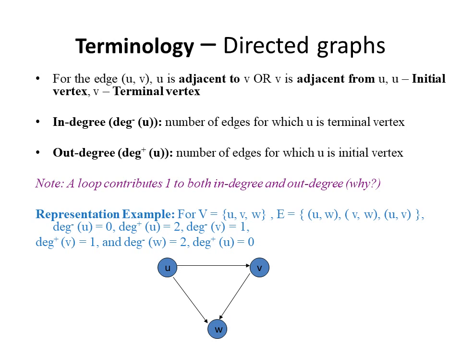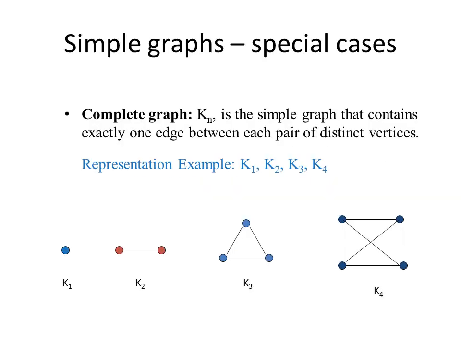Degree of u is 0, degree of v is 1, and degree of w is 2 because 2 edges are coming to w. Then there are some special cases. A complete graph is a simple graph that contains exactly one edge between each pair of distinct vertices. So K1, K2, K3, K4 are representations of a number of graphs having distinct pairs of vertices.